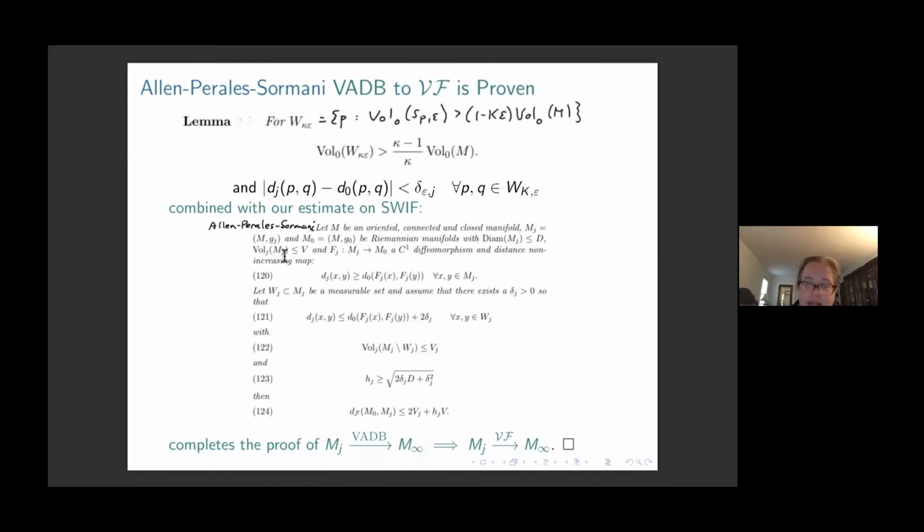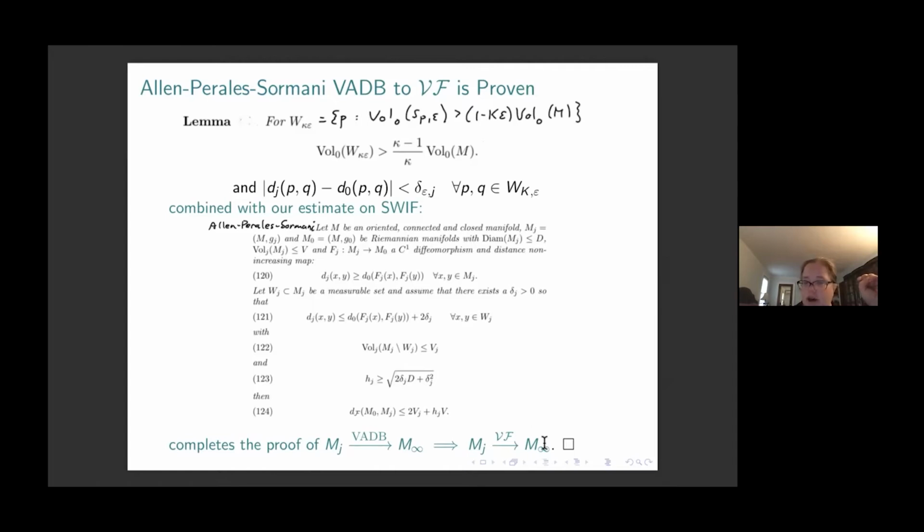Once we have this set, we combine it with the estimate where we constructed Z before. This is the one where we constructed Z and we're able to compute the intrinsic flat distance. So we combine this lemma with this theorem from earlier, and that completes the proof that M_J VADB converges to M infinity implies that M_J VF converges to M infinity. We have the intrinsic flat from here. Our V_J's have to do with how close the volumes of W's are to volume_0. All of the estimates have to be done carefully, keeping track of the K's and the epsilons and the J's carefully. We're able to get the C and we get intrinsic flat convergence.